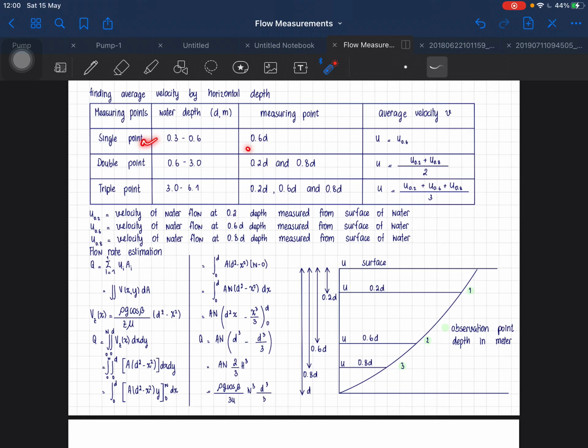we're only going to measure one point, and that single point is at 0.6d, which is around here, and we have the average velocity here. But if the whole depth is already 3 meters, we're going to measure two points: 0.2d and 0.6d. If it's very deep, it's going to be three points here, and we find the average velocity. When we find the average velocity, we can substitute it in this equation, and we will get the flow rate.